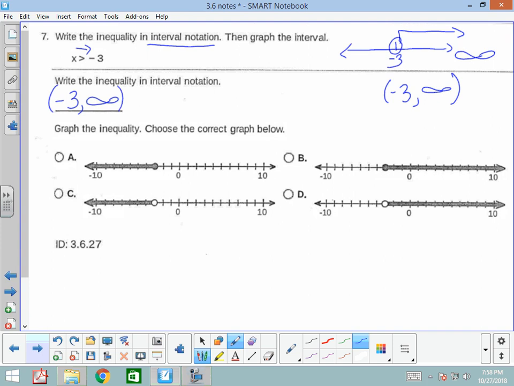Okay, so that's going to be written in interval notation. And then when we graph it, I've already started off with the graph, so I know what it should look like. It should be at -3 and shaded to the right. So that's choice D.